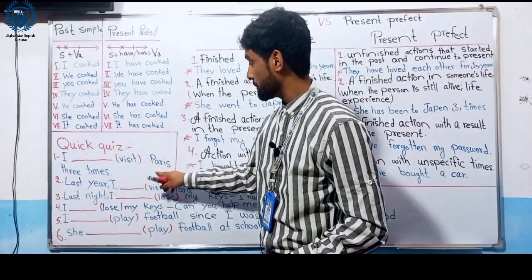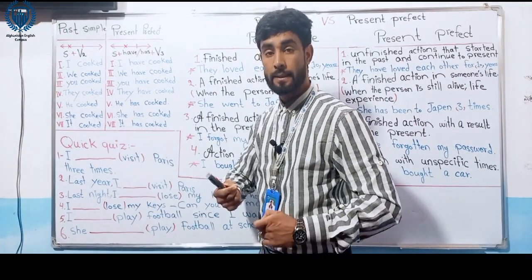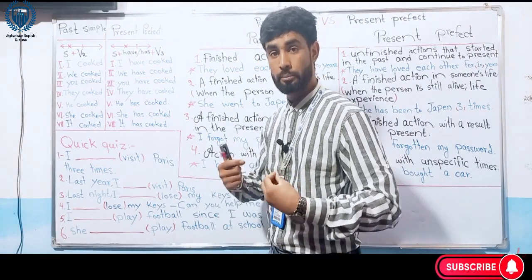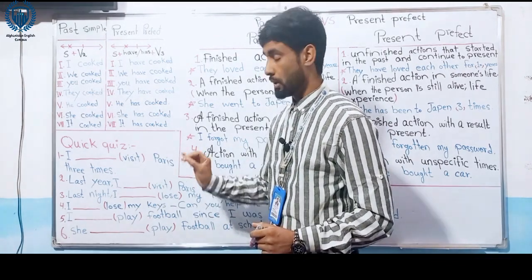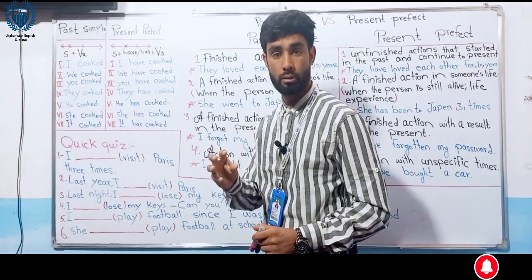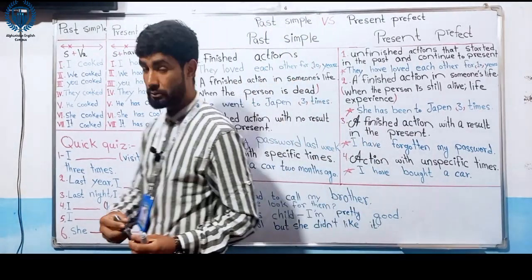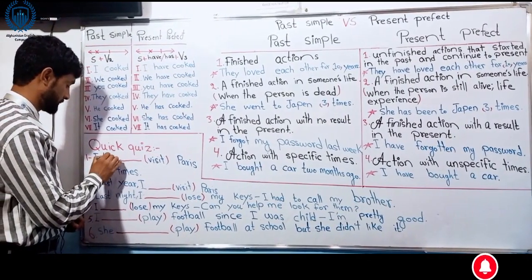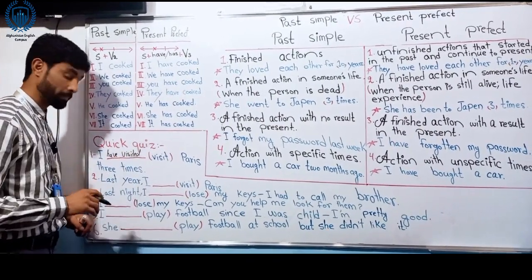I visit Paris 3 times. When we say 3 times, it's a life experience. So which verb tense should I use? Should I use past simple or present perfect? I have to use present perfect because life experience is shown by present perfect. So here I can write I have visited. Present perfect.